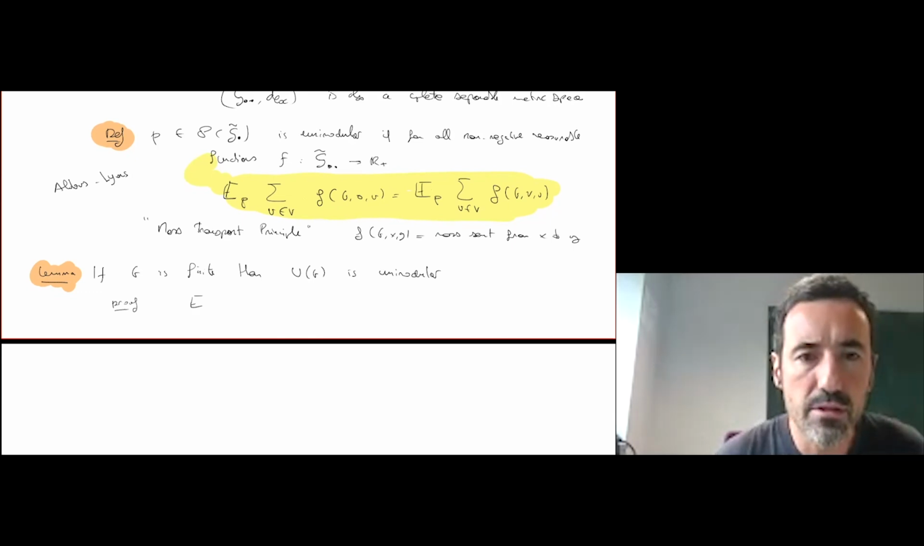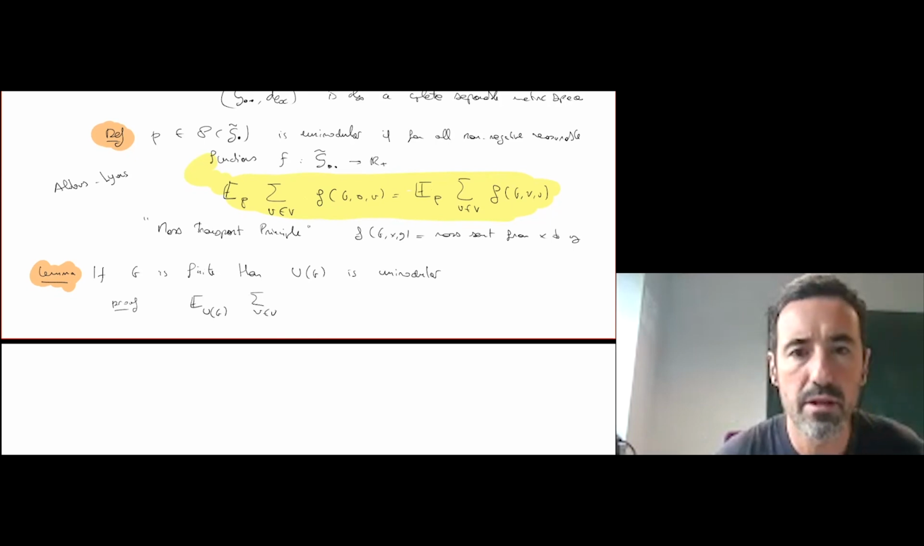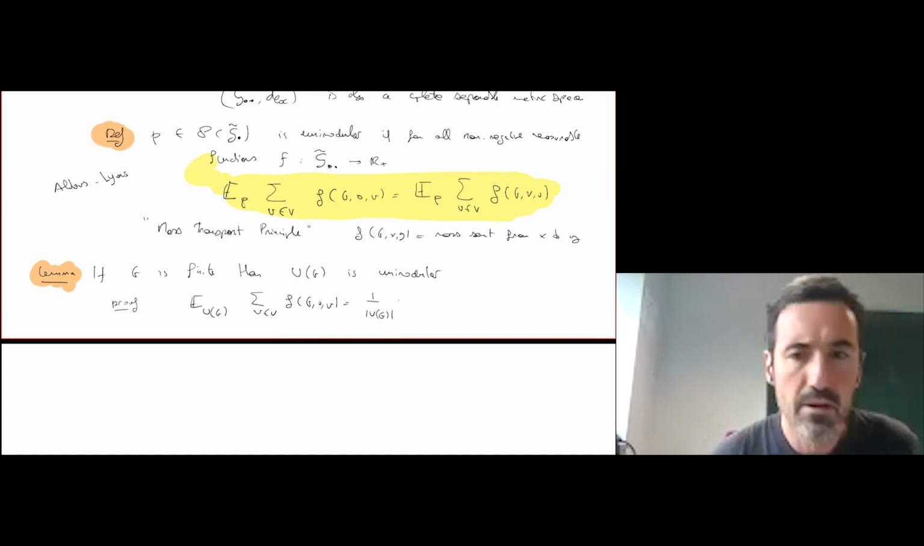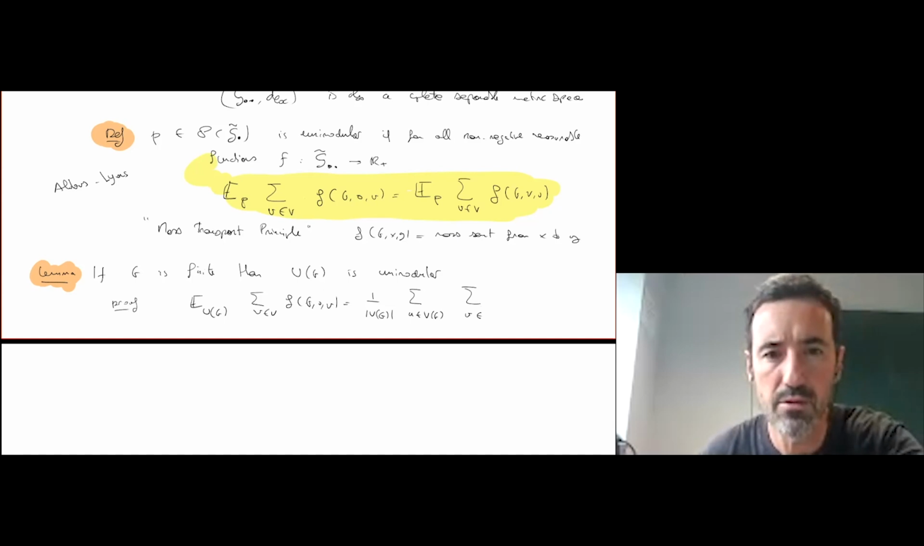So you take such a function. What is the expectation with respect to U of G of the sum over all V of F of G, O, V? This is by definition 1 over the cardinal of V, maybe simply denoted by V of G, of the sum over all vertices of G, of the sum of vertices which are in the connected components, because I recall that when you take U of G, you only consider the vertices in the connected component.